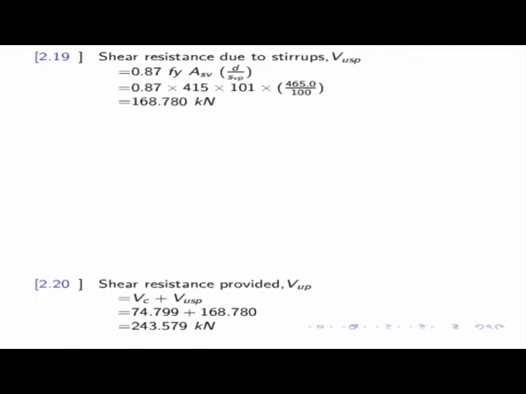Two-legged, that's why it is 2 into 101, already we have calculated. D is the one. So shear resistance due to stirrups, Vus, is 168.78. So how much here? Shear resistance of concrete 74.799 plus this 168.78, which gives 243.579 kilonewton.